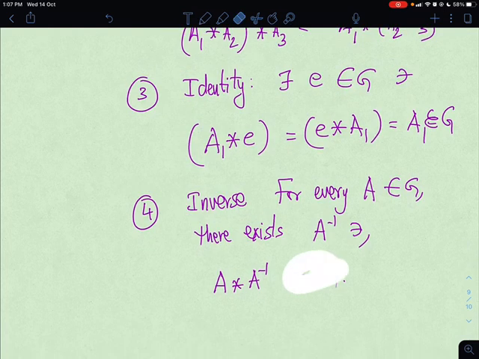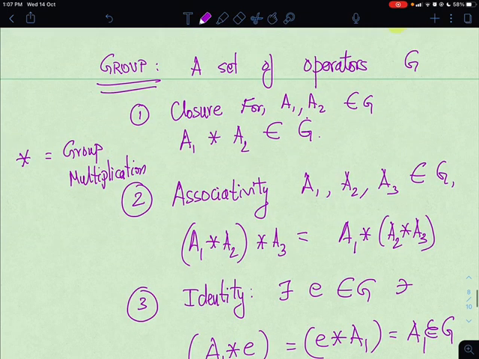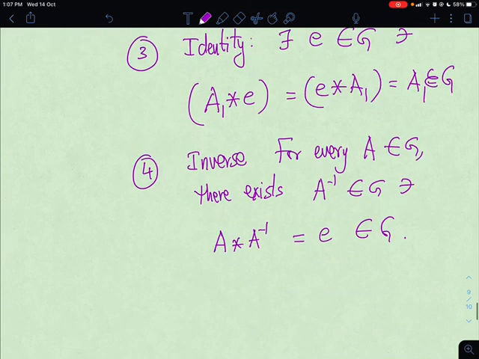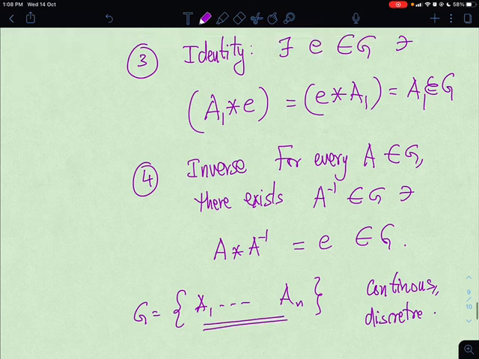And it's not just that, A1 star A inverse is equal to E, which again belongs to Z. Here, A belongs to G such that... So if this set of all transform, this set of operators which belongs to Z, so if there is a set of G, A1 and AN, this could be continuous, discrete, and so on. So this is a continuous group in the present case.